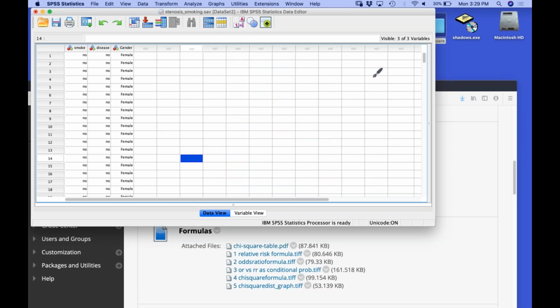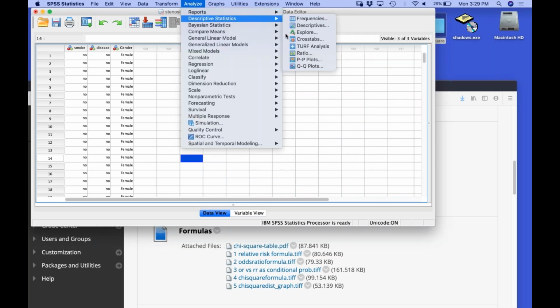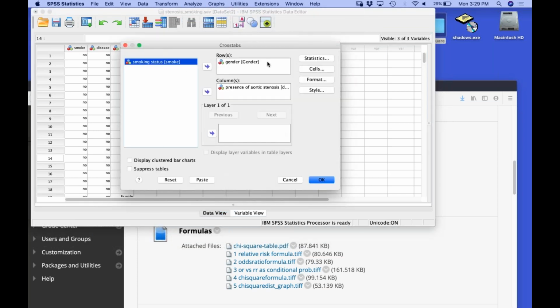I'm going to go up here to Analyze, Descriptive Statistics, Crosstabs. Now again, I'm going to put these back over here so I can decide what I need. In the columns is going to be my outcome, my disease, so obviously that's aortic stenosis. In my rows is going to be my exposure. We worked with gender before, and now we're looking to see if smoking is an important exposure in terms of risk for aortic stenosis. So in our rows is going to be smoking status.